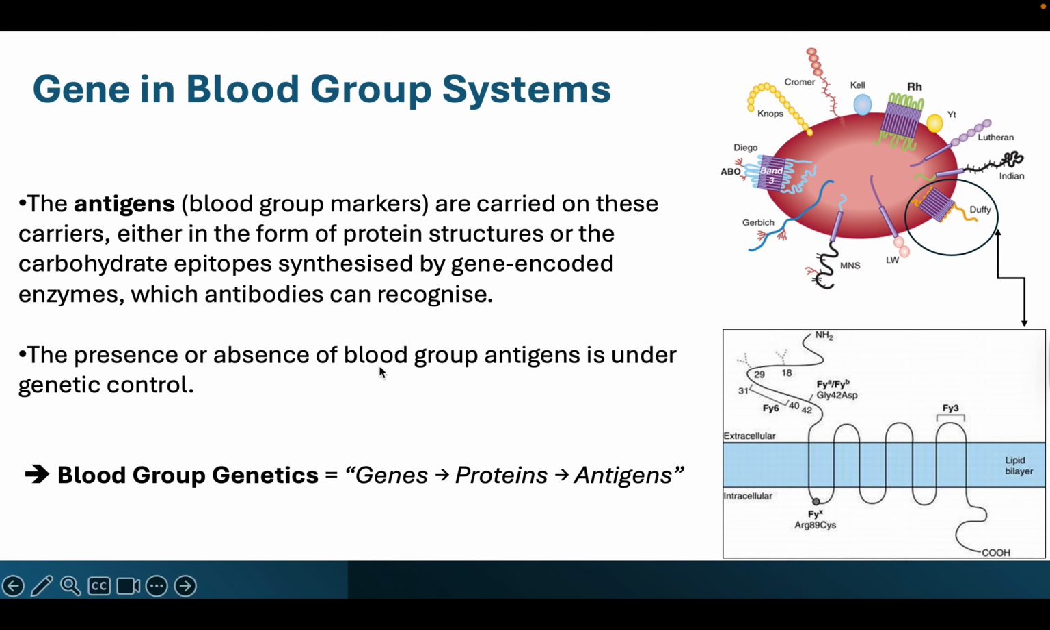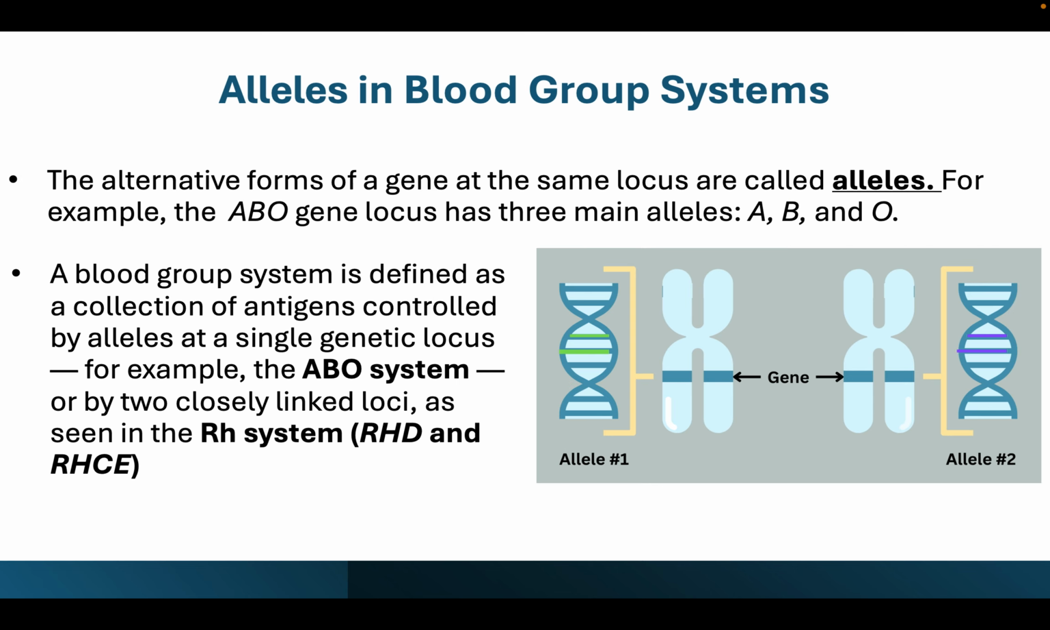So the presence or absence of a blood group antigen is under genetic control, and the identity of the blood group antigen is defined by the development of the antibody. So blood group genetics is the gene encoding the carrier, the carrier protein, glycoprotein, or glycolipid that carries the antigen. So I think I can stop here and continue in the second part of this video.